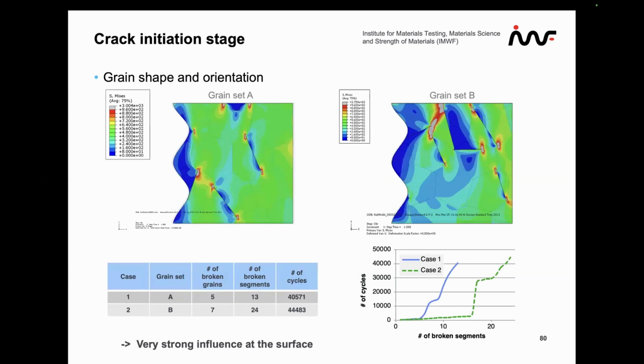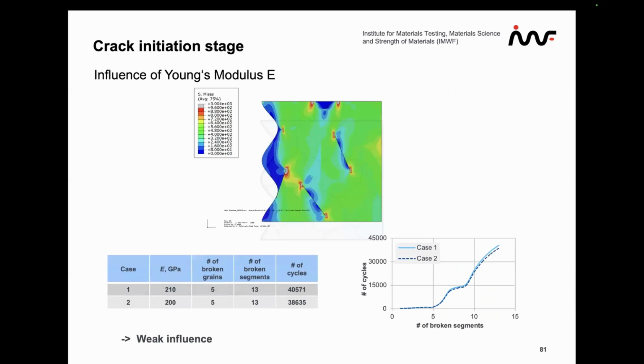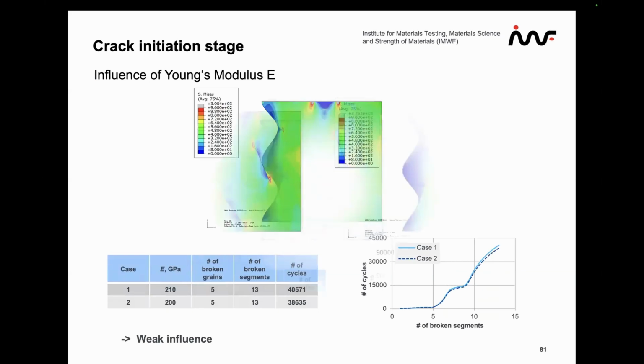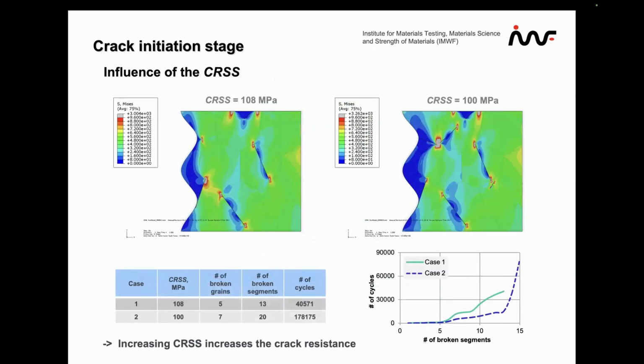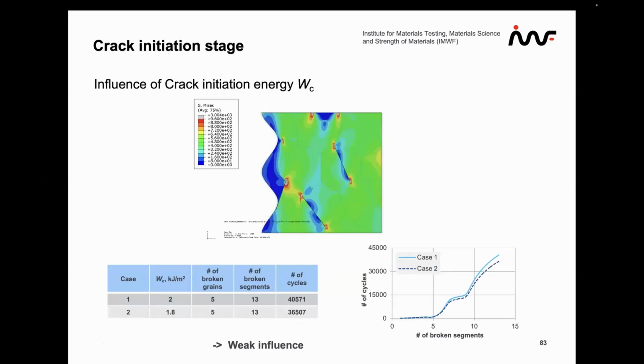The influence of grain shape and orientation can also be seen for different grain sets to be extremely high. That is why we have such a high scatter in fatigue tests. And the influence of Young's modulus can be captured. Also the influence of the critical resolved shear stress, which is shown here for nearly 10% difference in the model. And finally, this crack initiation energy is also varied by about 10% and is shown to have some influence as well.